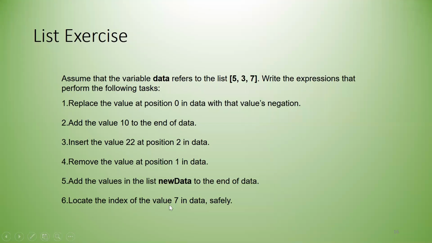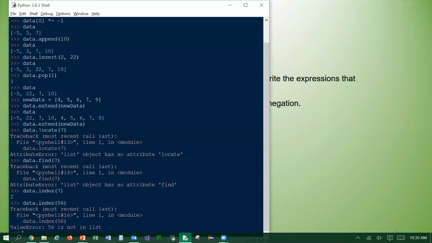Locate the index of the value 7 in data safely. So I will let you work on that. And index, and you can see locate doesn't exist, right? So that's not a method. Find doesn't exist. That's not a method, because those are the method names that immediately come to your mind, right? And index is a method. It does give you the index. This is my list here. This is data, right? And 7 is at index 2.